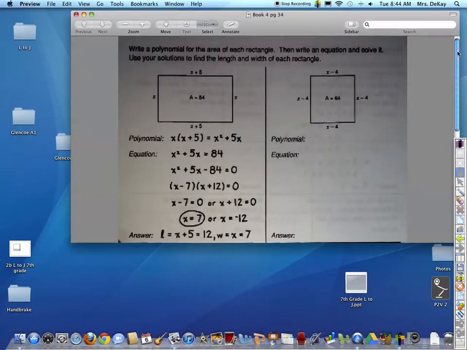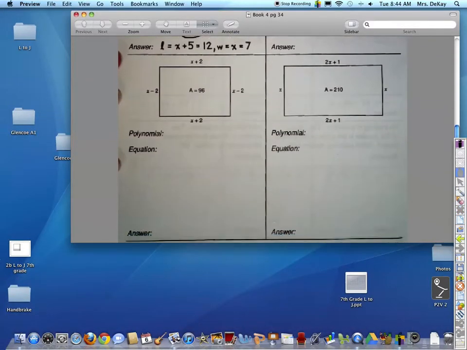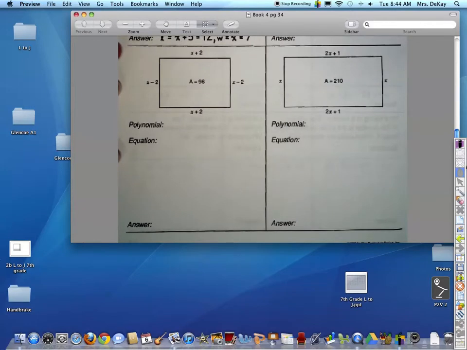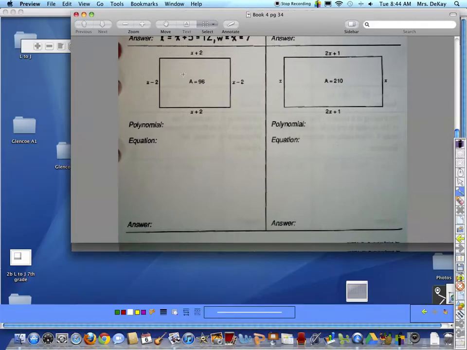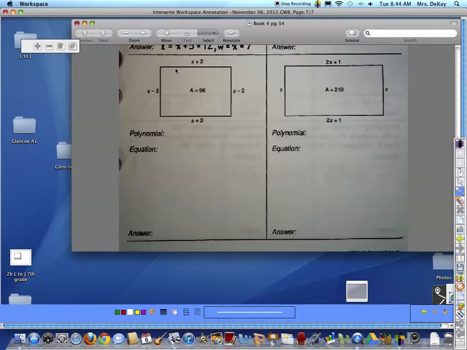That's all you need. The length and width are 8. What's the length? Which side is the length on this one? The x plus 2 is the length. Okay, and then this side is the width, right? Yeah. So what is the length times the width?